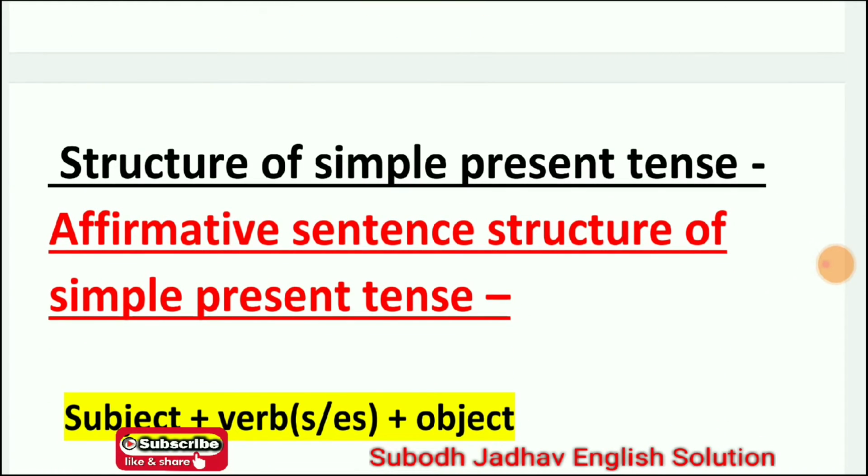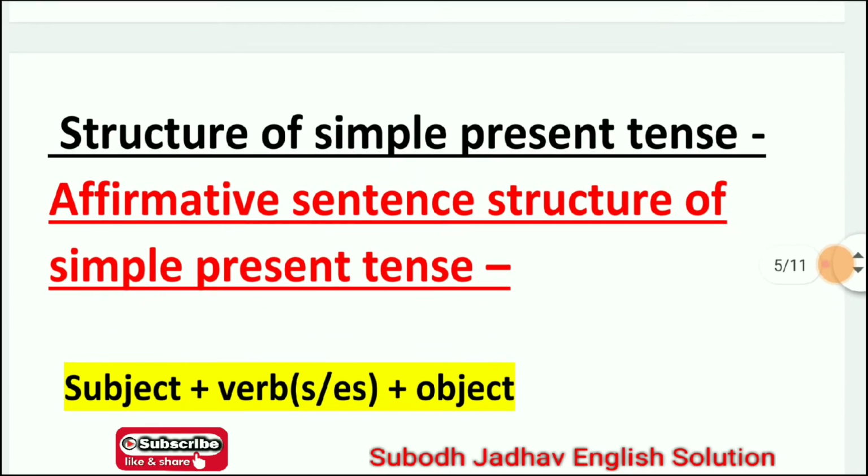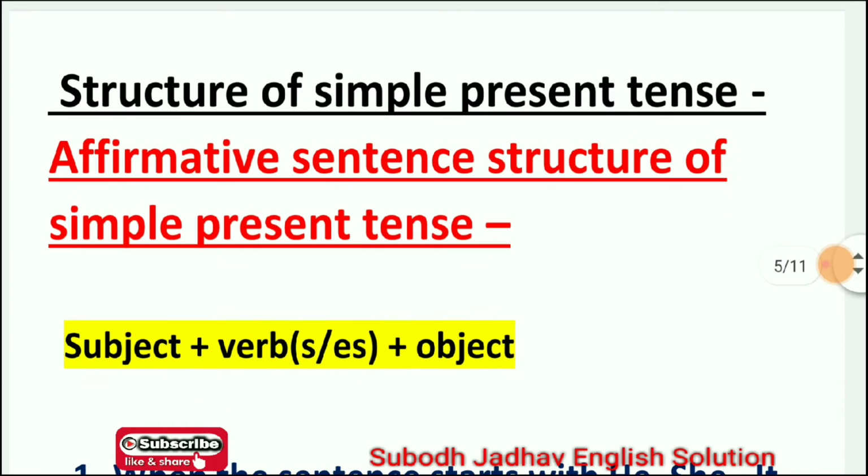Structure of simple present tense. The simple present tense has a particular structure, but we have to understand both types of structures. First, the affirmative sentence structure of simple present tense. Affirmative means what? As you know, an affirmative sentence means a positive sentence, where we are not using any negative words like no, not, never, none. That is called an affirmative sentence.